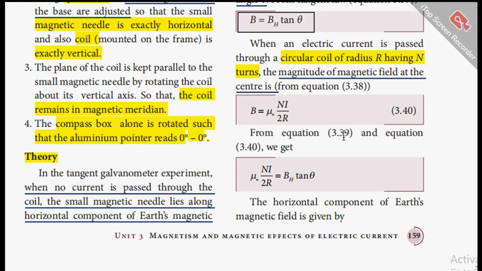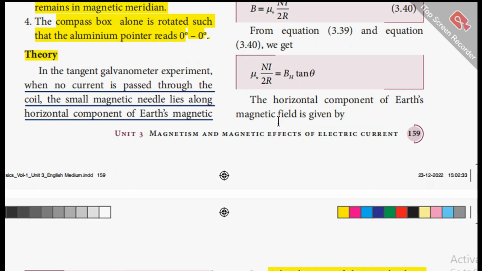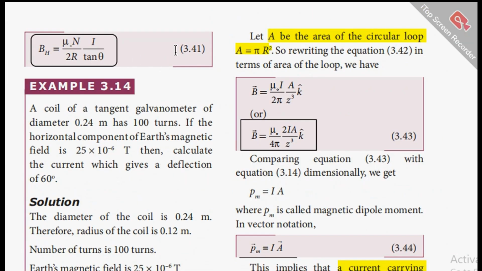And from equation 3.39 and equation 3.40, we have BH tan theta is equal to mu naught N i by 2r. The horizontal component of the Earth's magnetic field is given by expression 3.41, that is BH equal to mu naught N i by 2r tan theta.